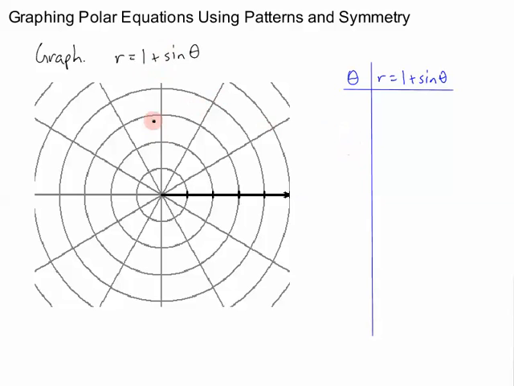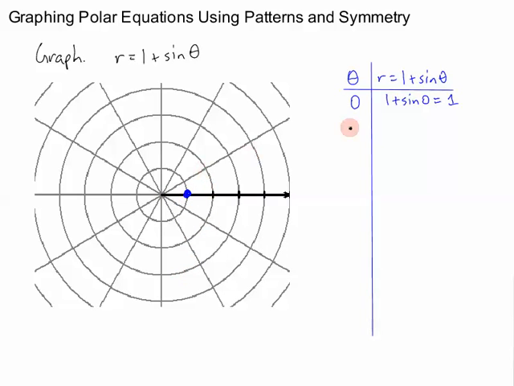Okay, so I want to graph this polar equation, and the first thing I would do is maybe start with a theta value of 0, and r would be 1 plus the sine of theta, but theta is 0. If you put that in your calculator, you know that sine of 0 is 0. You get 1 plus 0, which is 1. So when theta is 0, r is 1, and so you get this point right here.